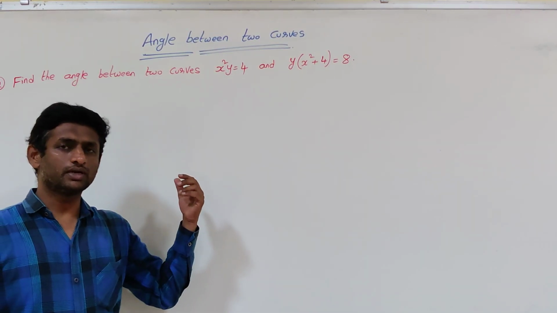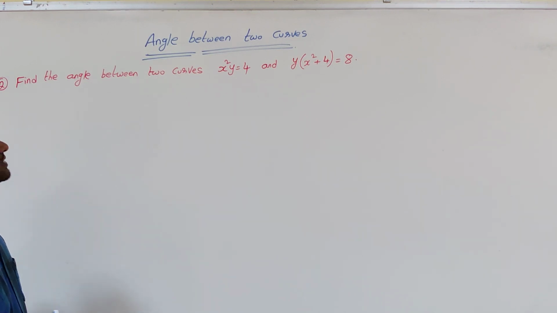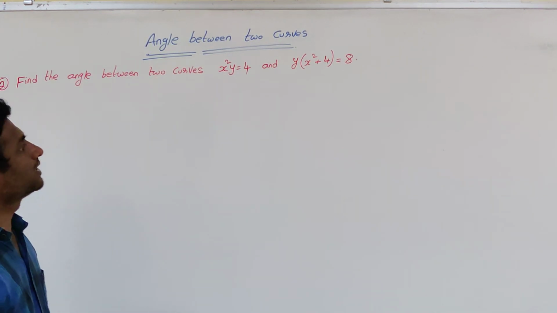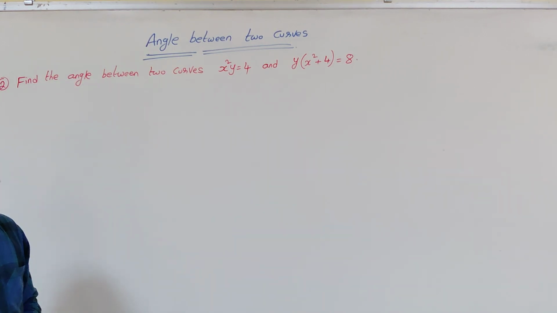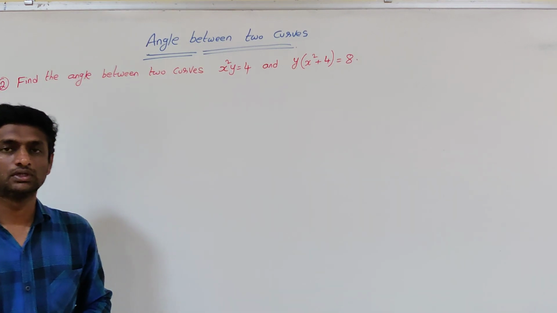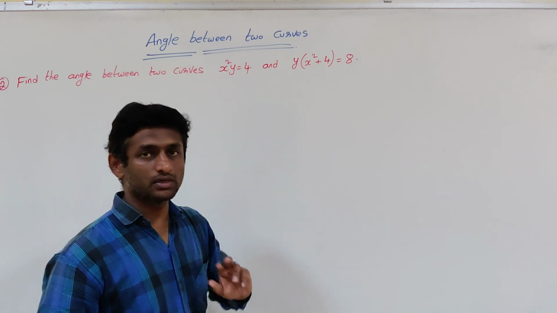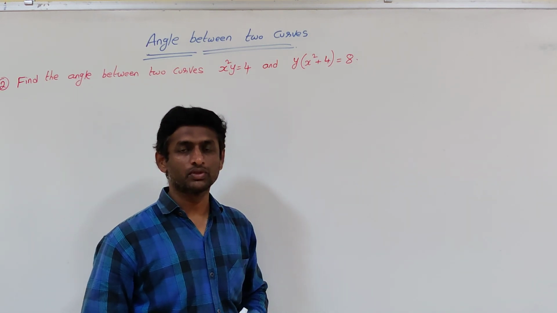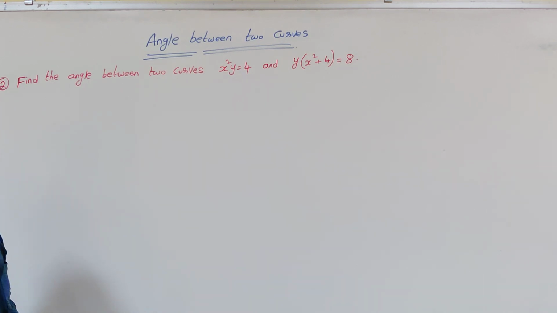So now let's go for the second question. Find the angle between two curves x square into y is equal to 4 and y into x square plus 4 is equal to 8. So these are the two curves and we have to find out what is the angle between two curves. As the point is not mentioned where these two curves are getting intersected, we have to find out at what points these two curves are getting intersected. So we will try to find out the solution.